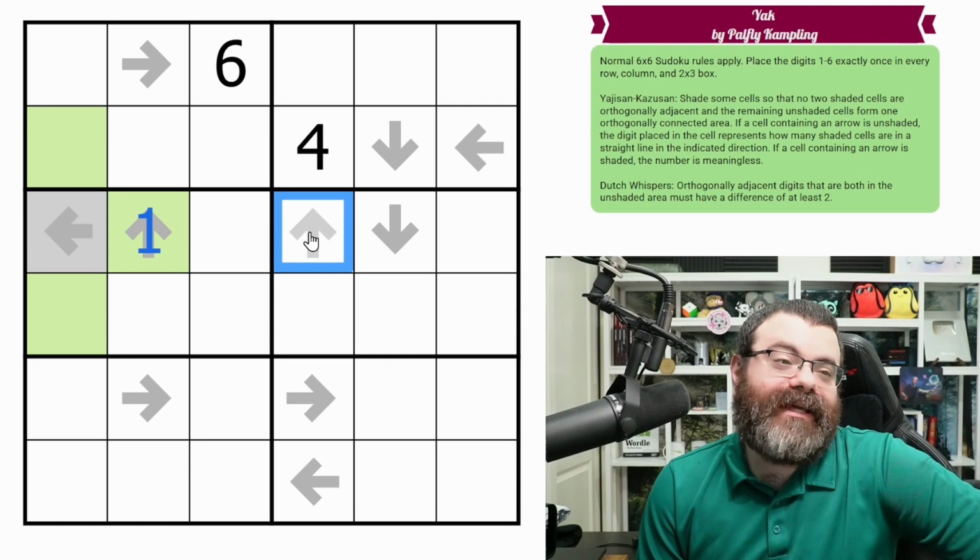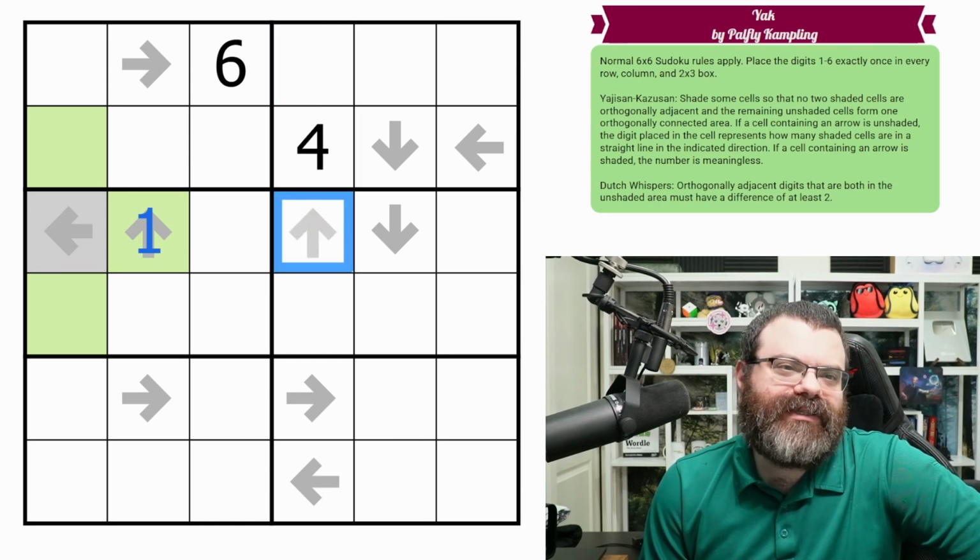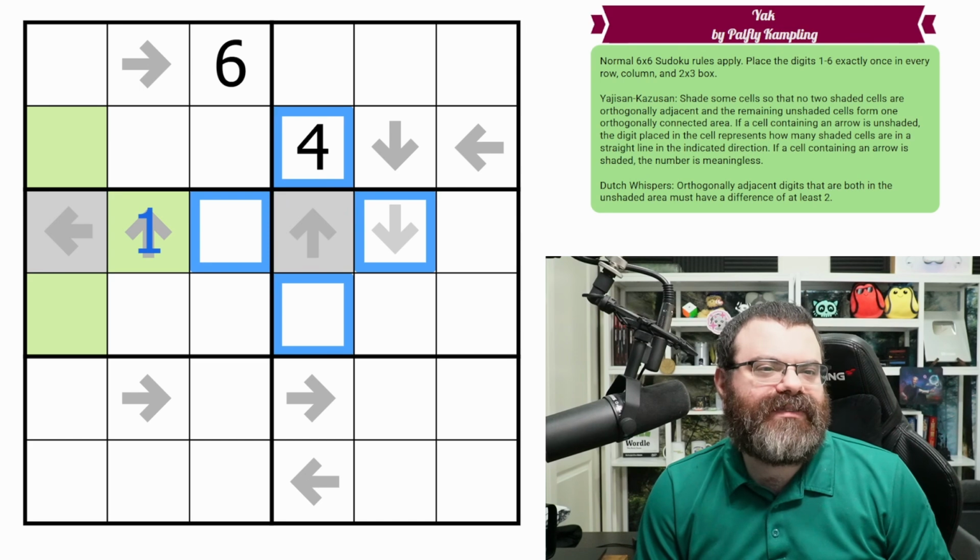Oh, this has to be gray, because if it was green, then it counts how many grays we see above it, but that would be 1, and there's already a 1 in the row. So this would have to be at least 2, and we can't see 2 grays. So this is gray, and so that makes all of these green.